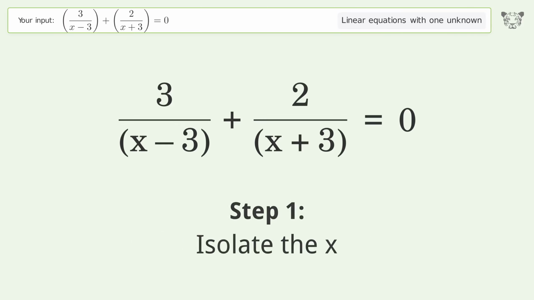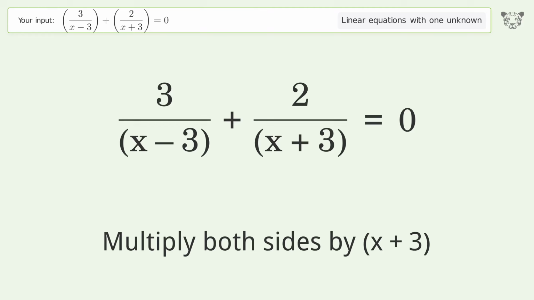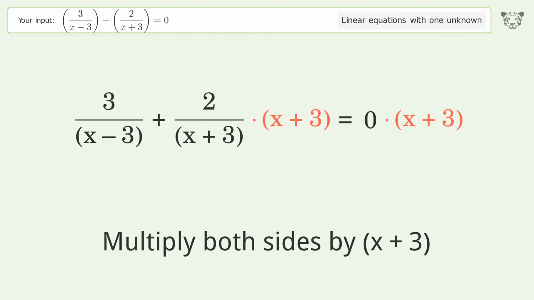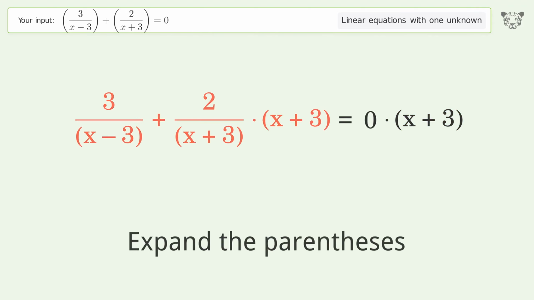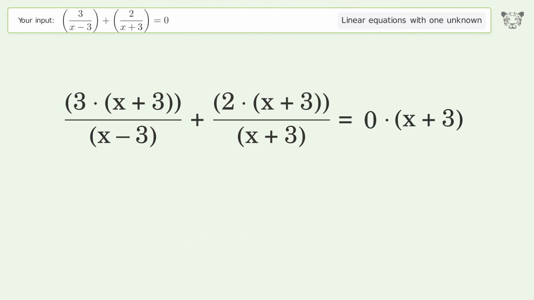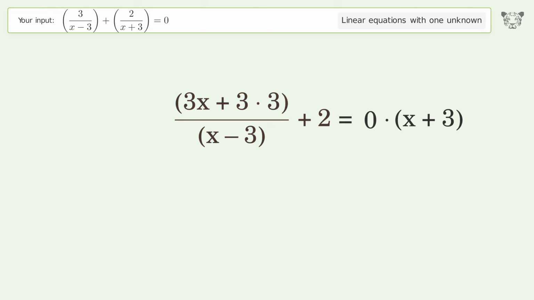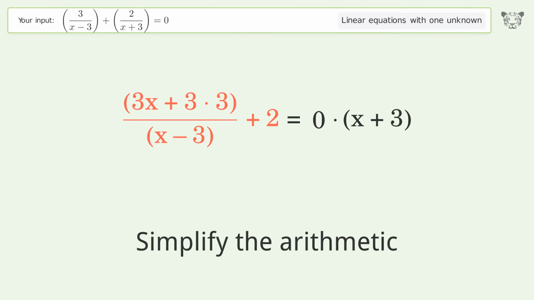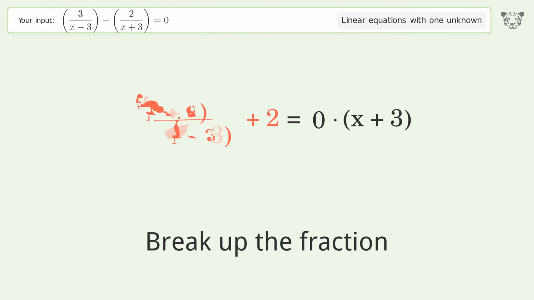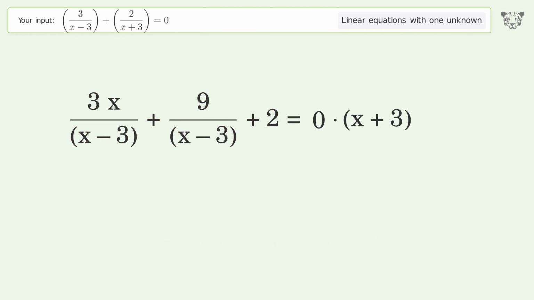Isolate the x. Multiply both sides by x plus 3. Expand the parentheses. Simplify the arithmetic. Break up the fraction. Multiply by 0.